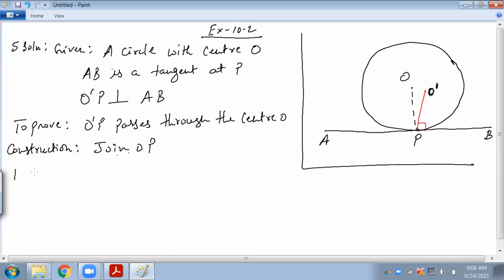Okay, proof. We have drawn O'P perpendicular to AB. At the point of contact P, we have drawn the radius, or we have joined O and P, so we have drawn the radius at the point of contact. Now we know that radius and tangent are perpendicular to each other, so angle OPB is equal to 90 degrees, since tangent is perpendicular to radius.